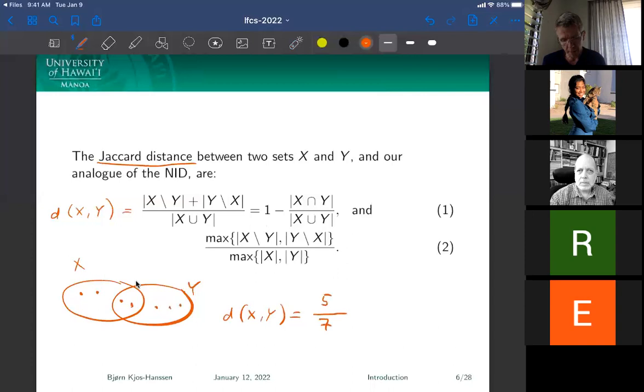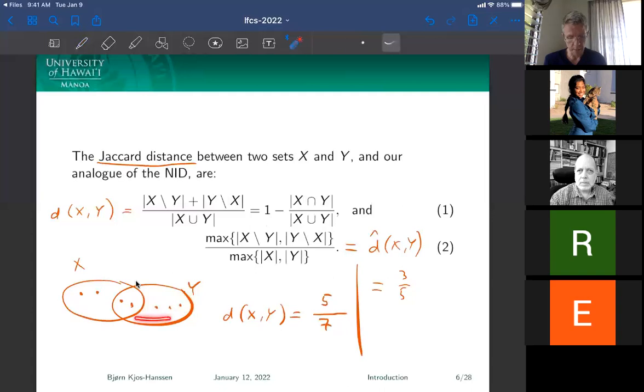And then we could also have this more normalized information distance inspired distance here. So if we call this d hat of XY, then in our example, that would be 3 divided by 5, because the biggest of X minus Y and Y minus X is Y minus X, which has 3 elements. And the biggest cardinality of X and Y is the cardinality of Y, which is 5.